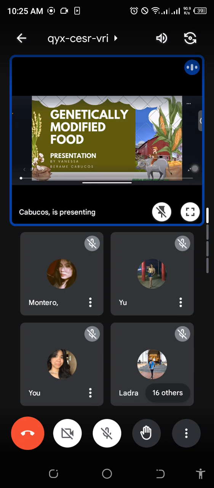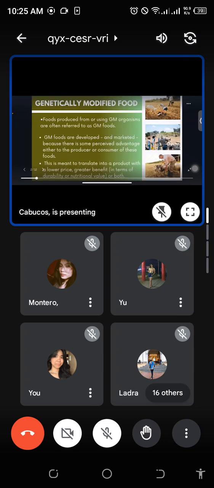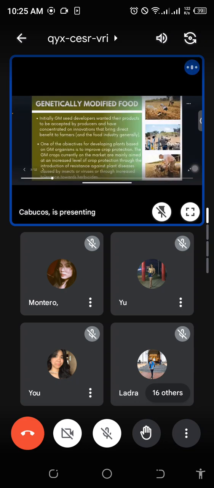And number two is for the consumer to have lower prices, so that the consumer can buy food at lesser prices, and by that the marginalized group can afford food, and food that is beneficial, that has vitamins, and that has no toxins.